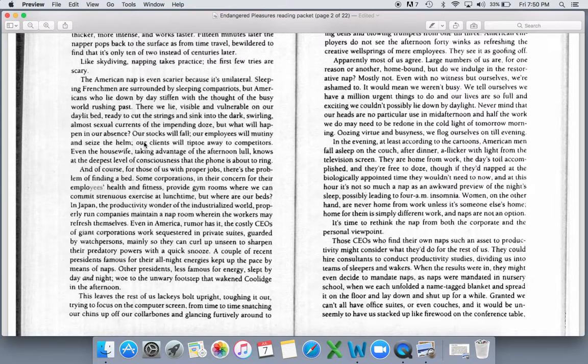So one of the problems is not just told to us, but it is given to us through example, through specific fears that we have. We're afraid that our stocks will fall. We're afraid that our employees will mutiny and that our clients will go to competitors.